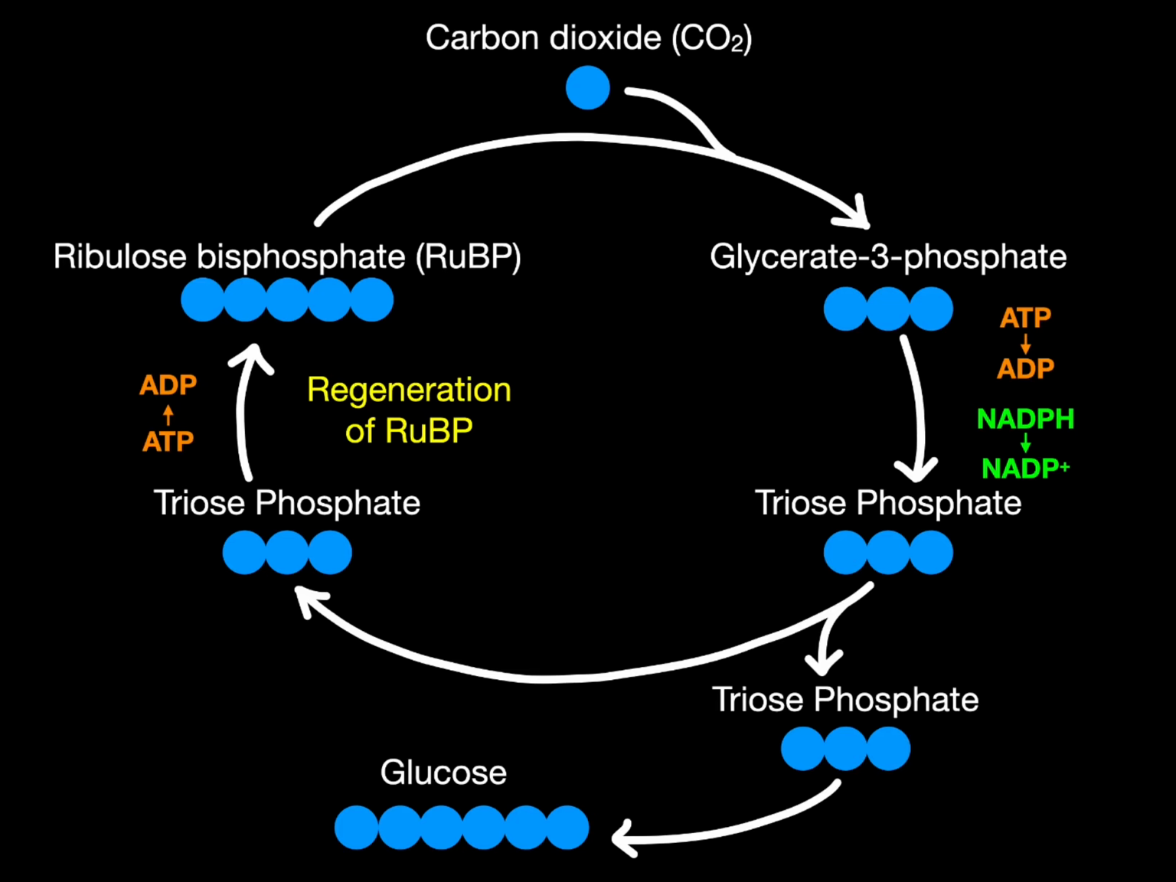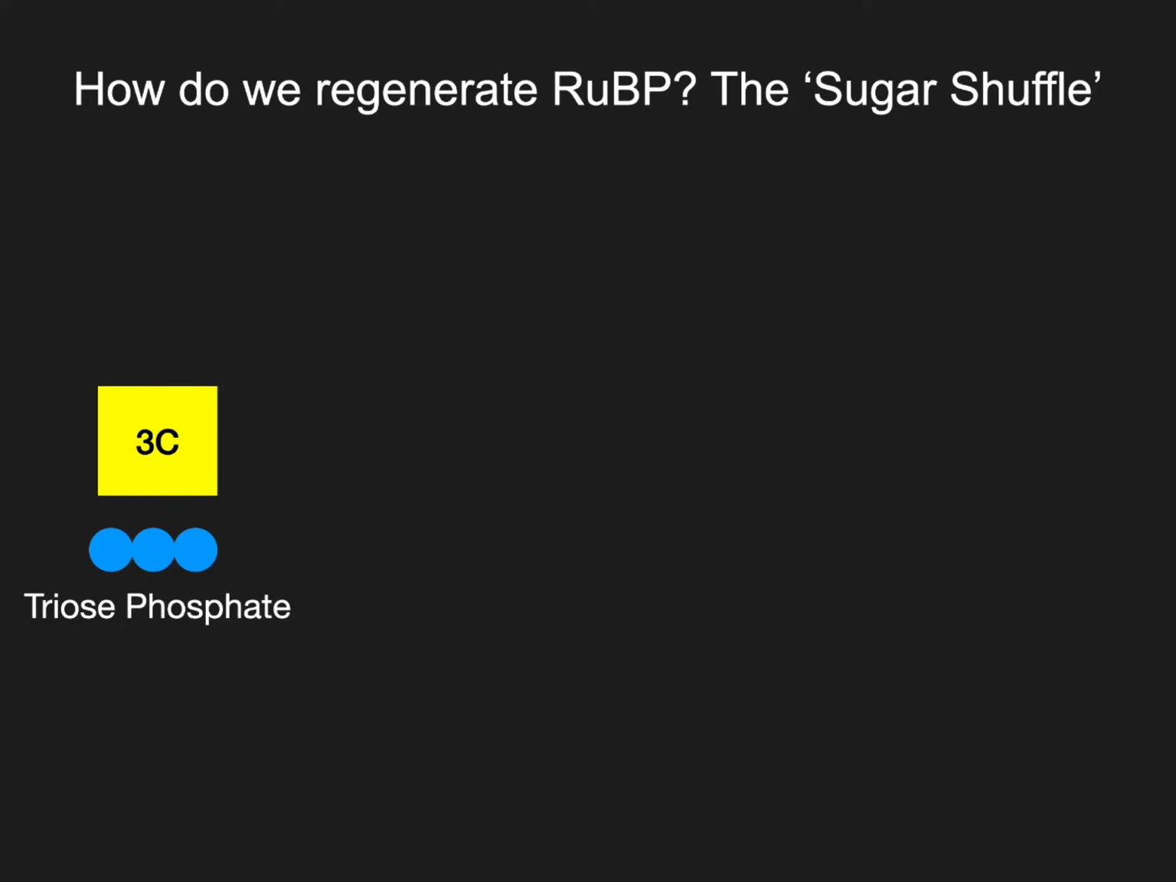In the Calvin cycle, triose phosphate, which is made of 3 carbons, is converted into RuBP, which is made of 5 carbons. This takes place through a complex rearrangement of the carbon atoms, which is sometimes known as the sugar shuffle. In this process, the 3-carbon triose phosphate is first combined with another 6-carbon molecule. You do not need to know the names of the intermediaries here.